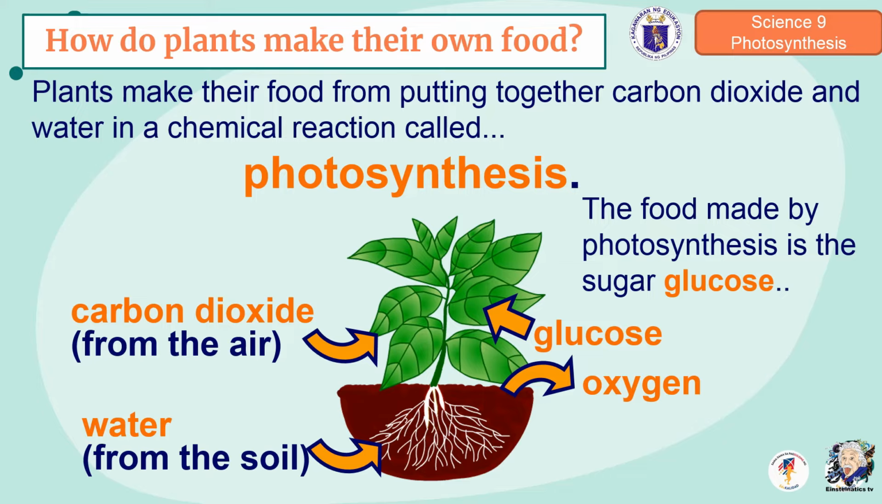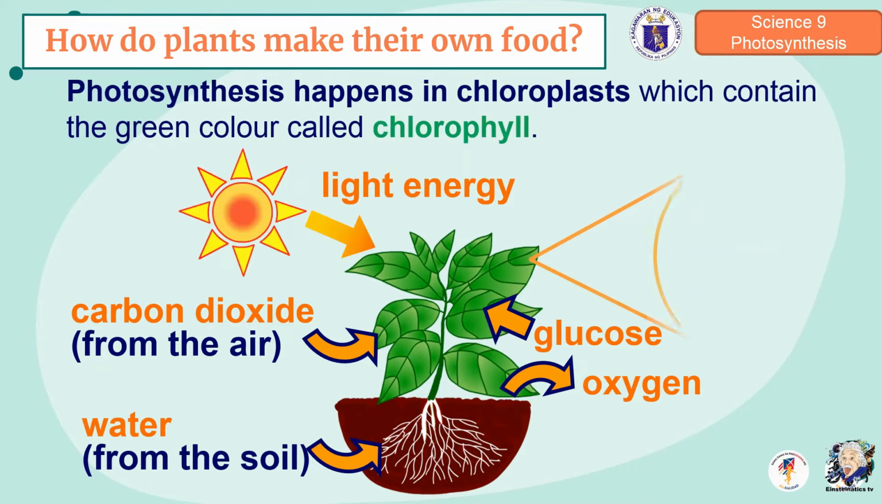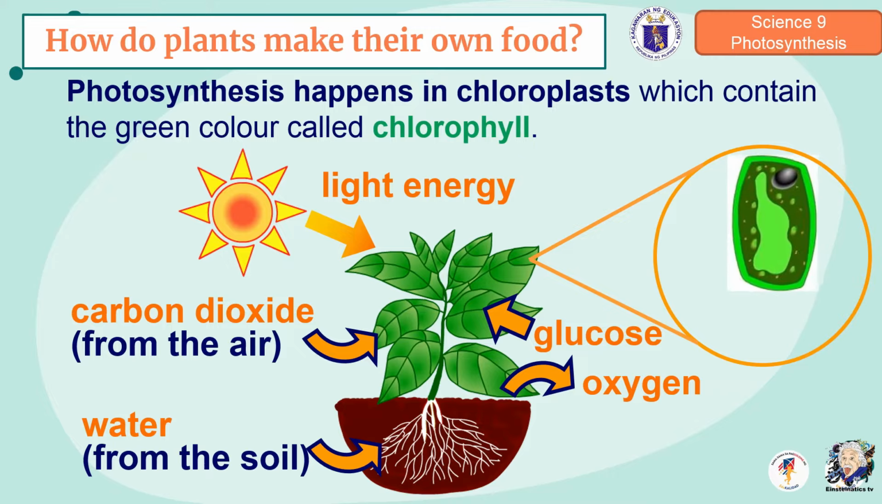Glucose, and it also produces oxygen, which is very much beneficial to almost all organisms. So what particular part of the plant does photosynthesis happen in? Photosynthesis happens in the chloroplast, which contains the green color called chlorophyll.